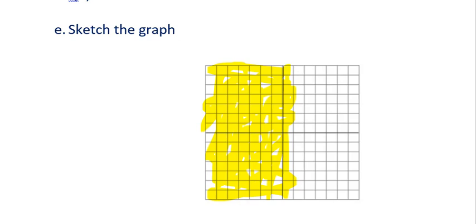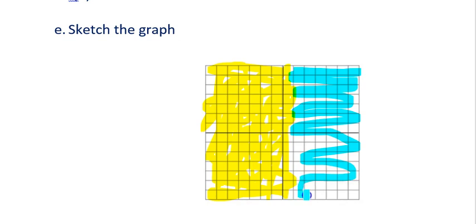X's are greater than or equal to 1, from 1 on. So I'm going to highlight this over here for what I'm doing. And so I've divided this up because I'm going to graph the first thing just in the yellow and the second thing just in the blue. I only want that section of the graph.